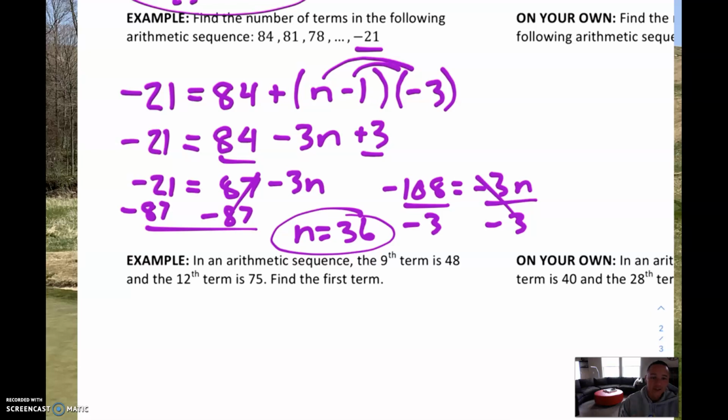If you're ever asked to solve for n, it will always be a positive number. You can't have a negative number of terms.